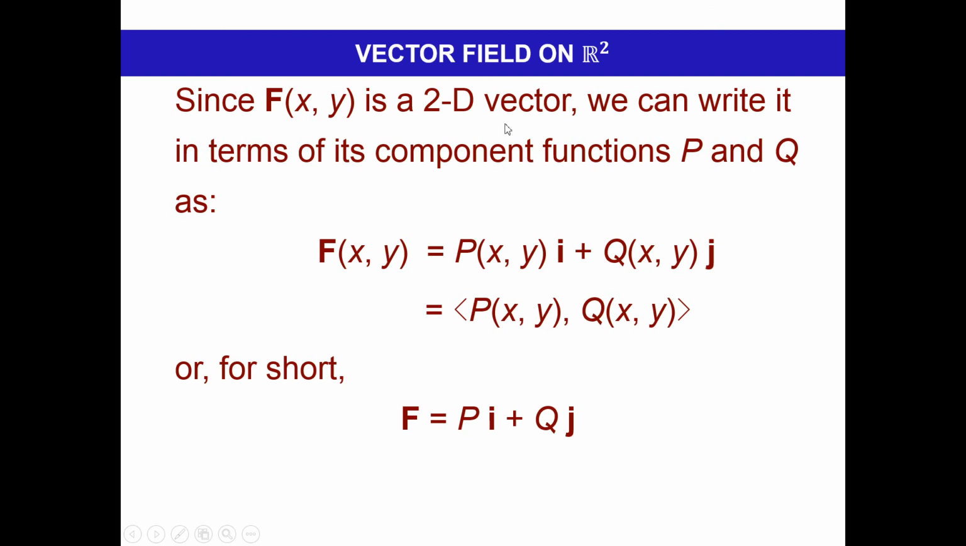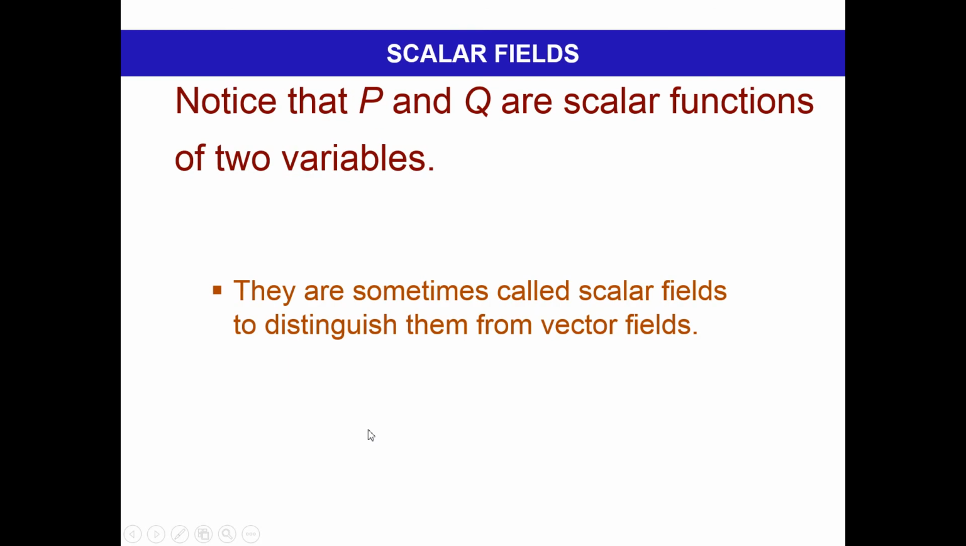Since F(x, y) is a 2D vector, we can write it in terms of the component functions P and Q. F(x, y) is equal to P(x, y) i plus Q(x, y) j. That is, its i component is P(x, y) and its j component is Q(x, y). P and Q both are functions of (x, y), and they are scalar functions, so in that reference they are called scalar fields to distinguish them from vector fields.